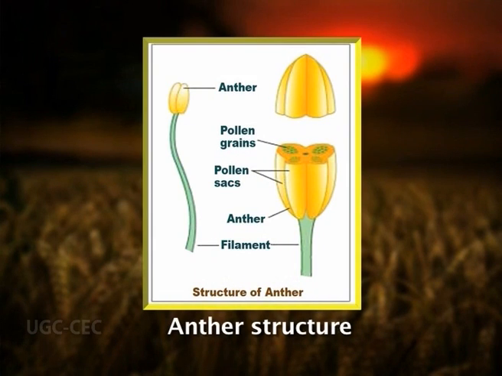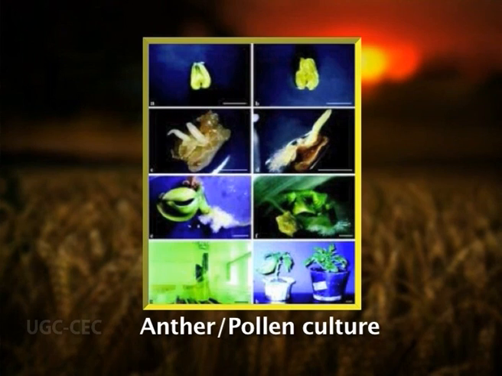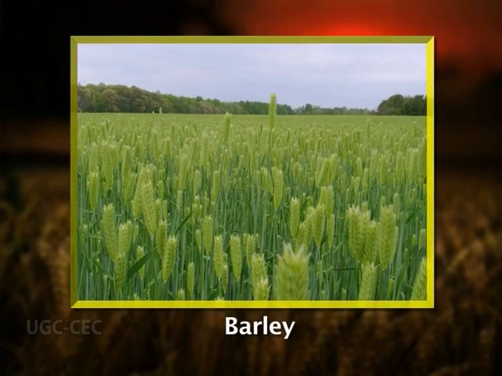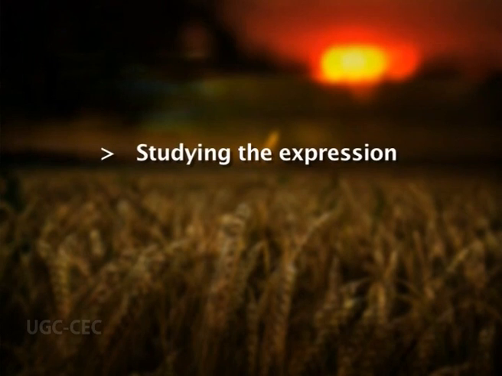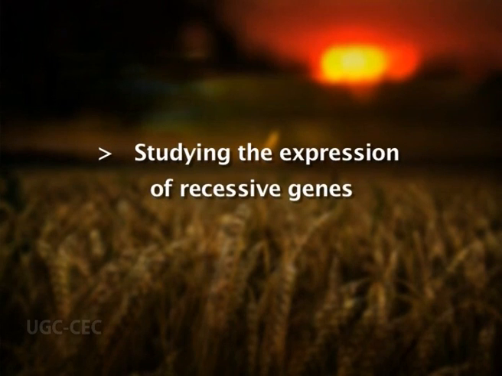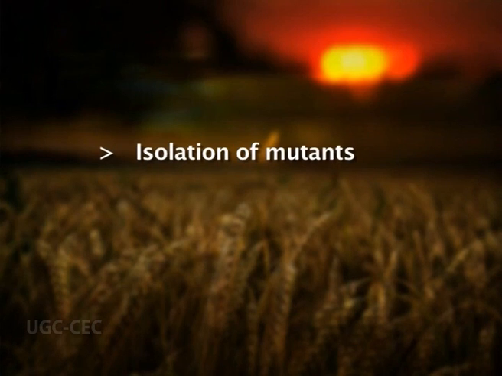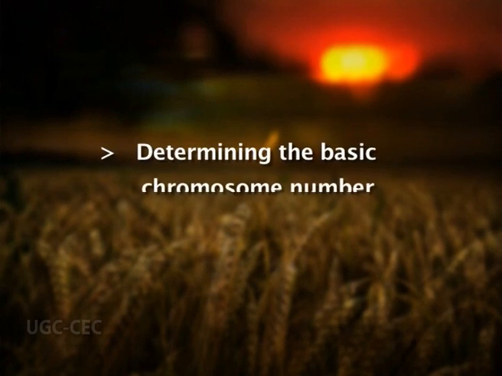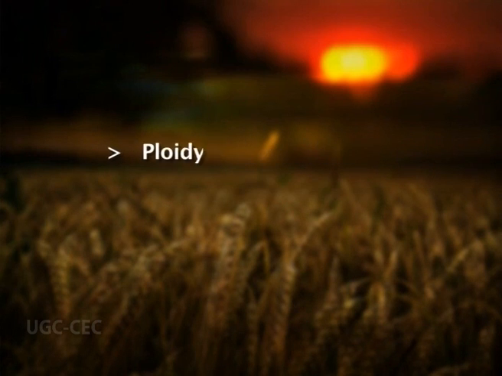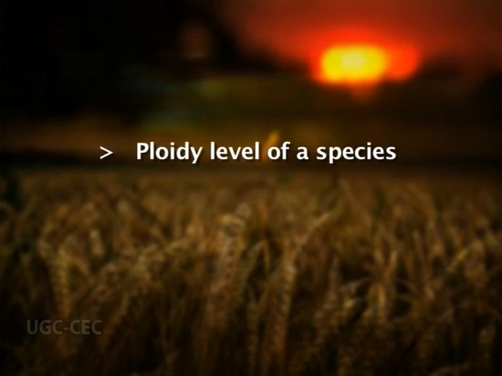Anther or pollen culture technique have been used for the production of haploid plants in several crops like rice, wheat, barley, etc. These haploid plants are of considerable significance in basic and applied research. For example, haploid plants can be used for studying the expression of recessive genes, isolation of mutants, and for determining the basic chromosome number and ploidy level of a species, etc.